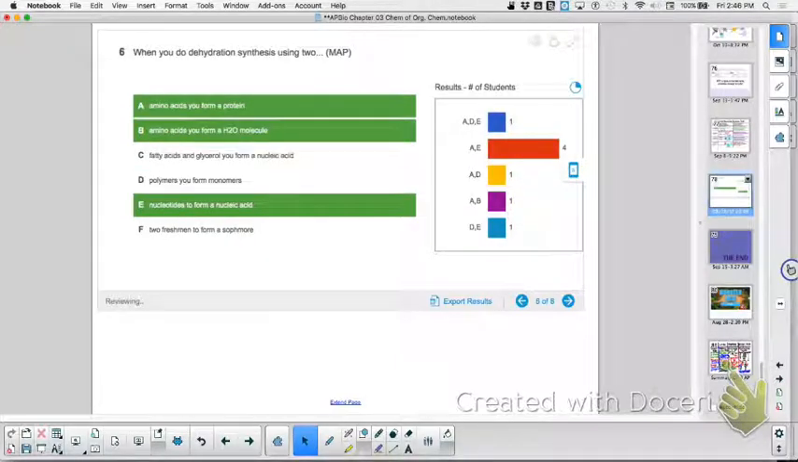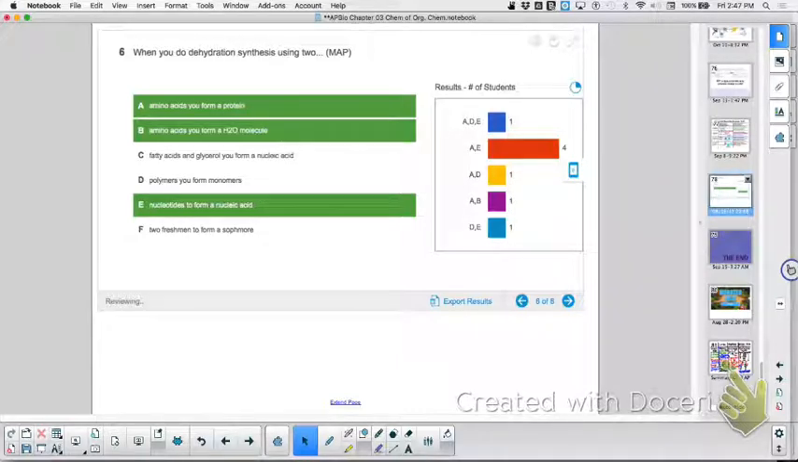Let's talk about this one. When you do dehydration synthesis using two amino acids, you form a protein. Is that true? Yeah, dehydration synthesis, you're joining them together. Amino acids, you form water. Yes, dehydration synthesis, you form water. Take an OH and an H out of it and form a water. When you form fatty acids and glycerol to form a nucleic acid? No, it's fatty acids and glycerol to form a... How could you make that correct? Not an amino acid. Fatty acid and glycerol to form a fat, a lipid.